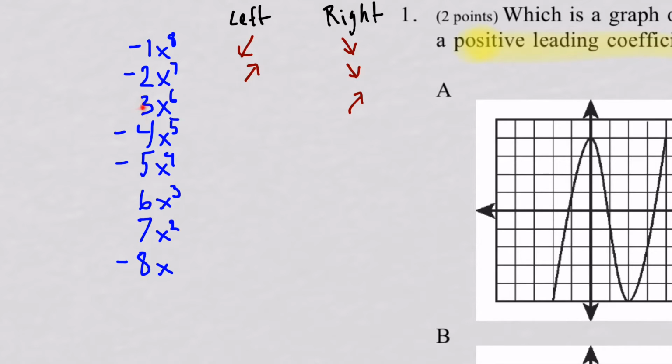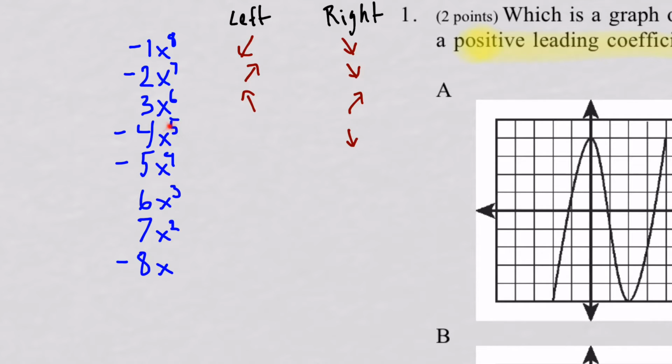Let's finish it. Positive A, that means up on the right side. Even means that they're the same. So this one must also be up, like that. Next one. Negative A. Remember, that's the first thing you check. That means only look at the right side. This only determines the right side. So negative means down on the right side.